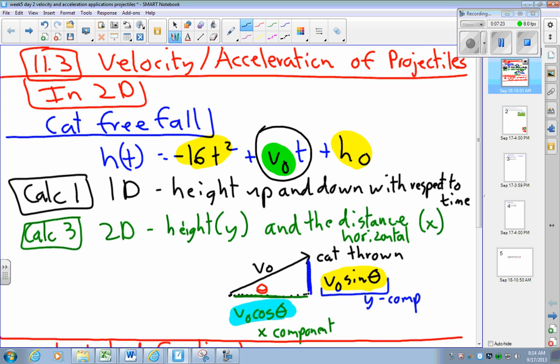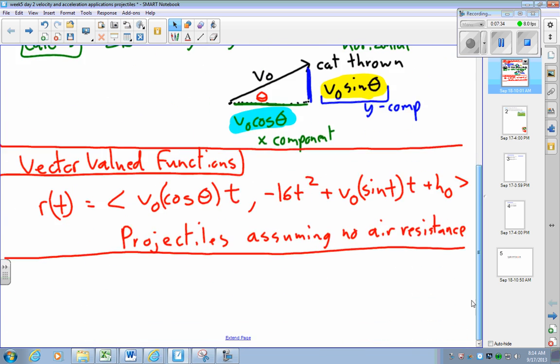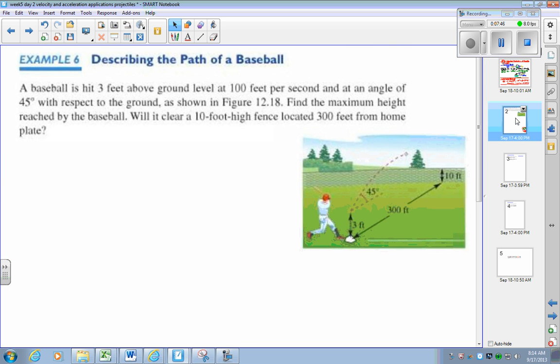except gravity. So today, instead of doing the cat free fall from yesterday in terms of just height up and down, we are now going to explore with vector valued functions in terms of x and y. So we're going to explore both the x and y. And we only have 3 of these problems. We're going to start with baseball, because I love baseball. So take a moment to write this down, and then we will extract out how to separate the x and the y and solve.